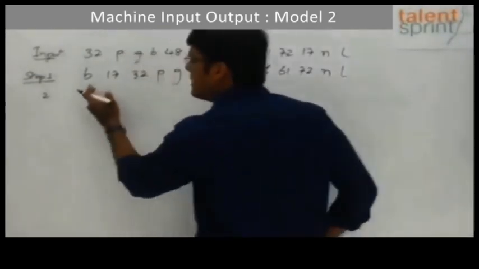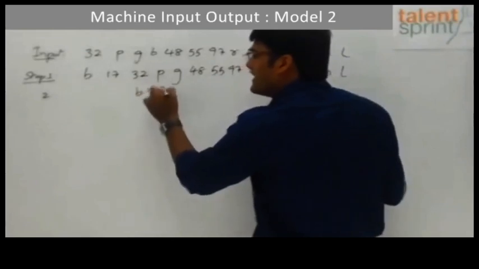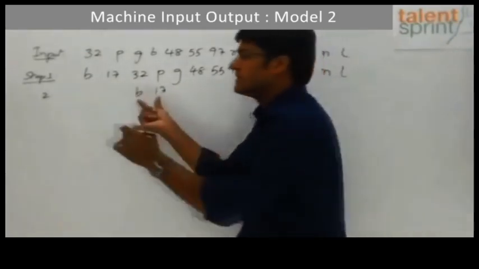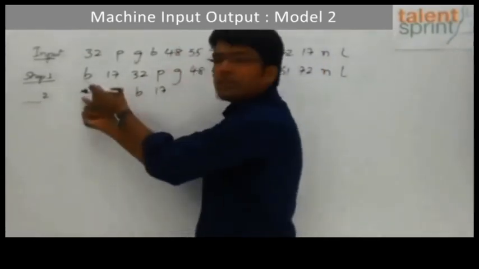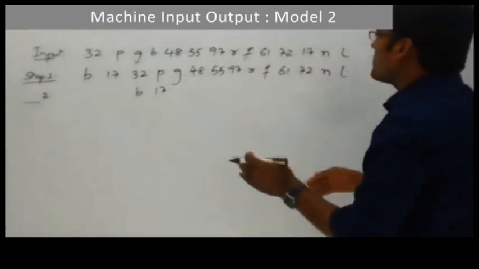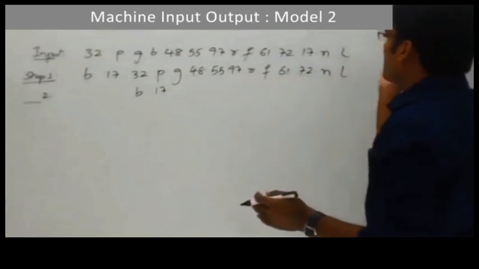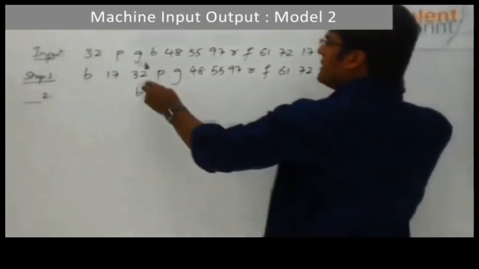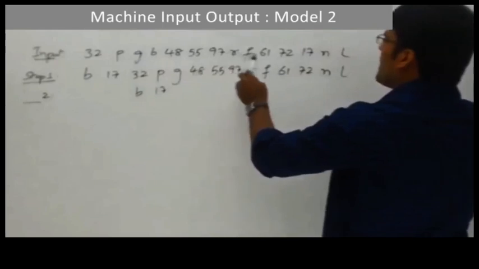What happens in step 2? B and 17. Understand? B and 17 will move here in the third and fourth position. We'll get what comes before this in the first two positions, right? So what comes before B? You are going by the reverse alphabetical order. So B, then we have P, G, R, F, N, L.